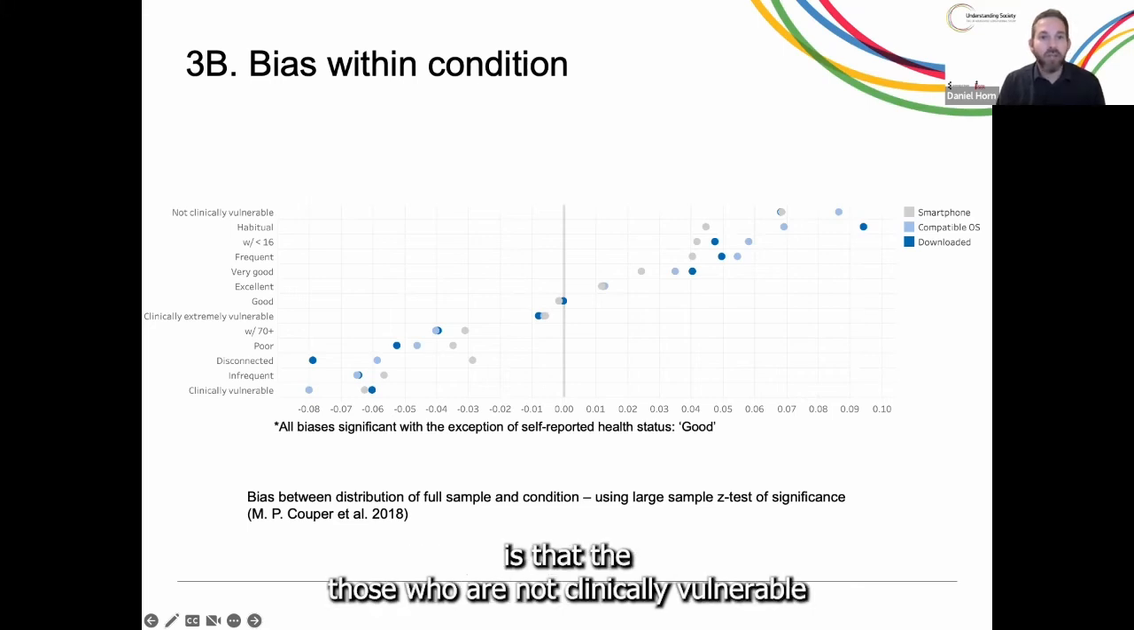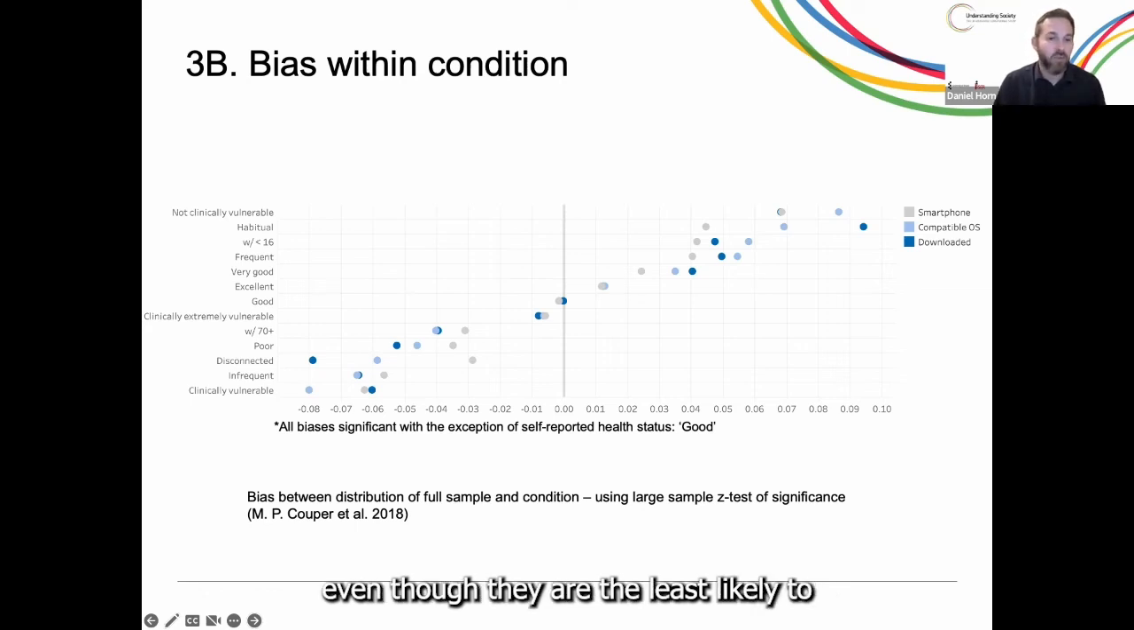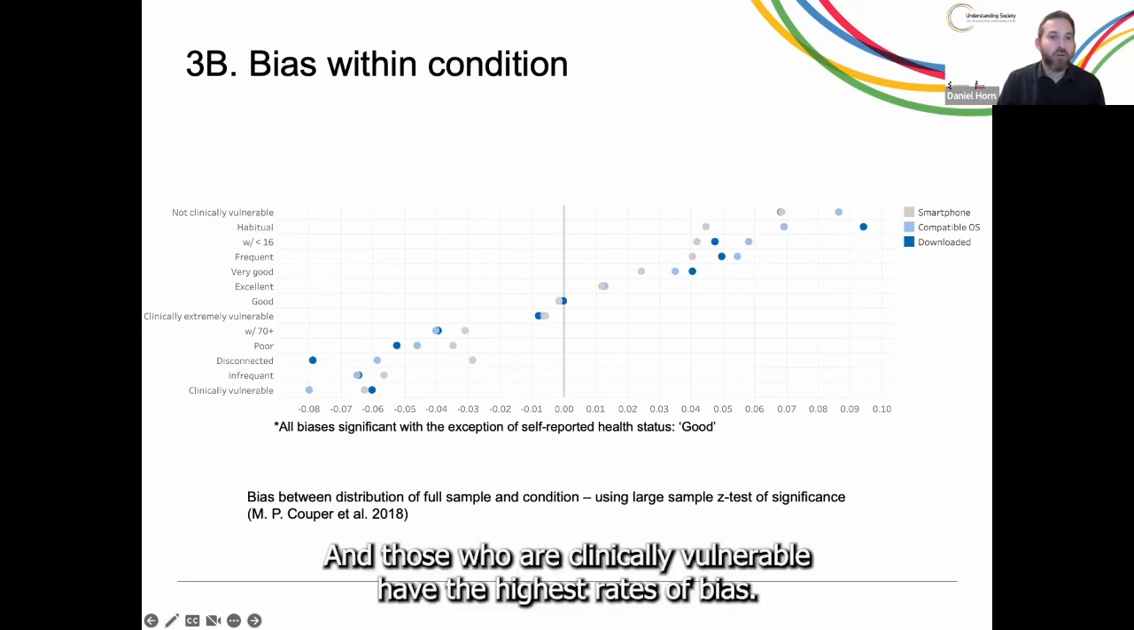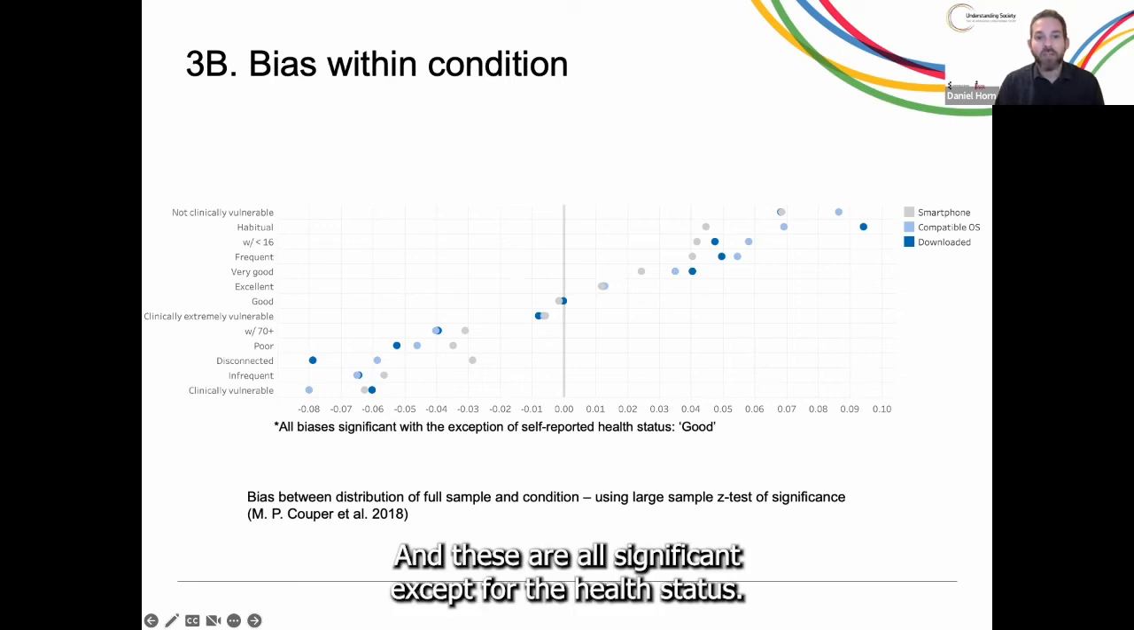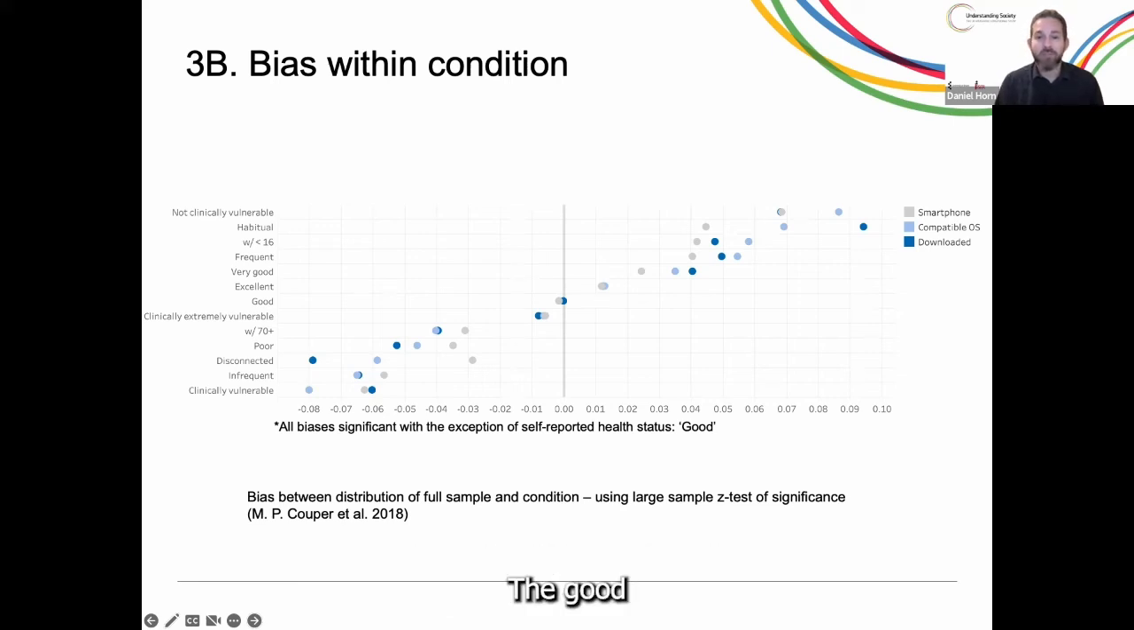Particularly worrying is that those who are not clinically vulnerable have high rates of bias, and they're most using, even though they are the least likely to be at risk in this classification. And those who are clinically vulnerable have the highest rates of bias. So these negative values from 0 means that they're less likely to have the app. And these are all significant except for the health status of good.